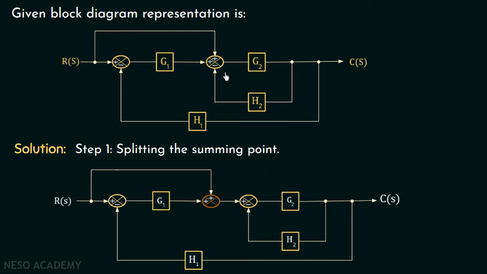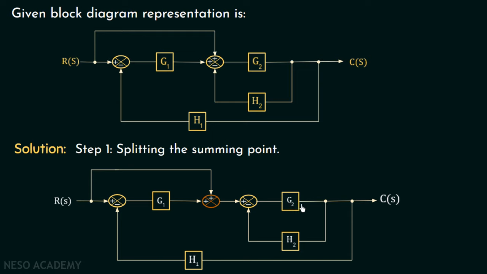See, we have split this 3-input adder into two different 2-input adders. The first input of this adder is the output from this block G1, and the second input is the branch coming from this takeoff point. And the output of this adder is the input to the second adder. And the second input of this adder is the negative feedback having gain H2. Now observe this block diagram representation carefully. Yes, now we can see this negative feedback system clearly.